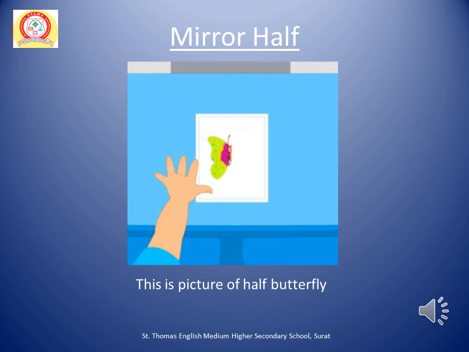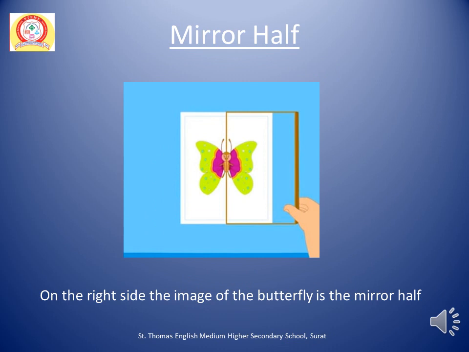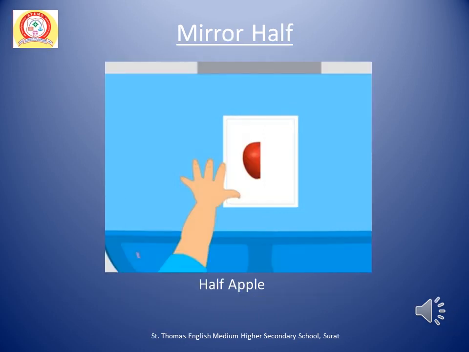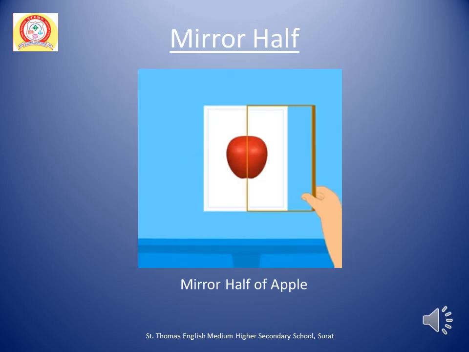Now the picture of a half butterfly. On the right side, the image of the butterfly is the mirror half. Now half apple. Mirror half of apple.